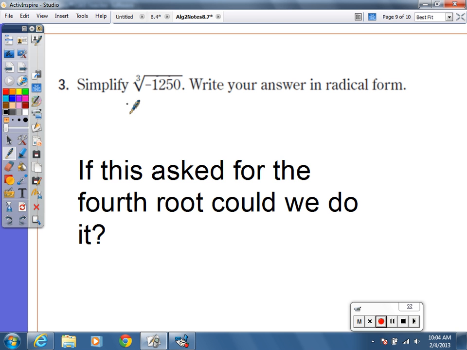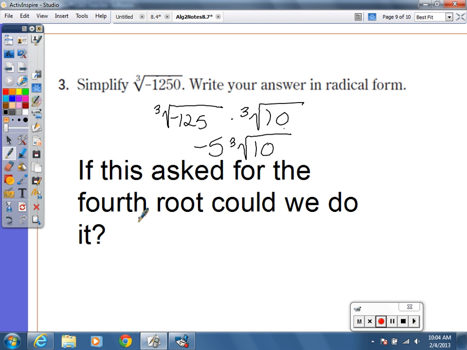Write your answer in radical form. The cube root of negative 1250. Can I do this? Sure I can. The cube root of negative 1250 is the cube root of negative 125 times the cube root of 10. I can break this down because both of these are defined. The cube root of negative 125 is negative 5. Cube root of 10 cannot be simplified. It's just the cube root of 10 still. It is legal to do that because this is a real defined number, and this is a real defined number.